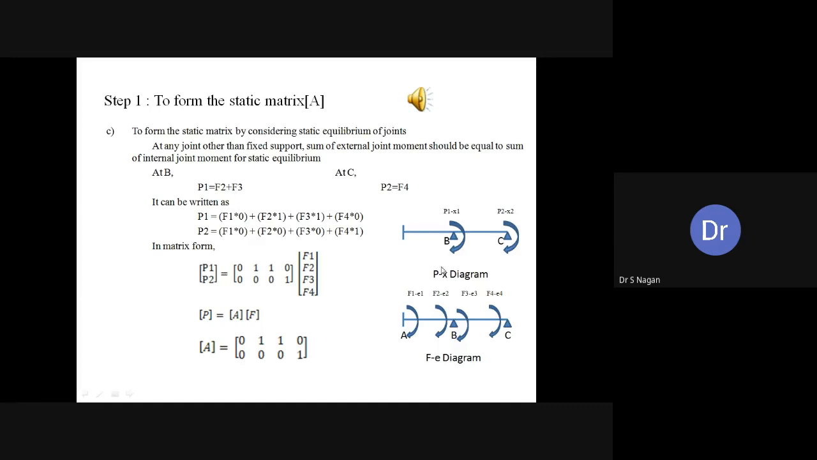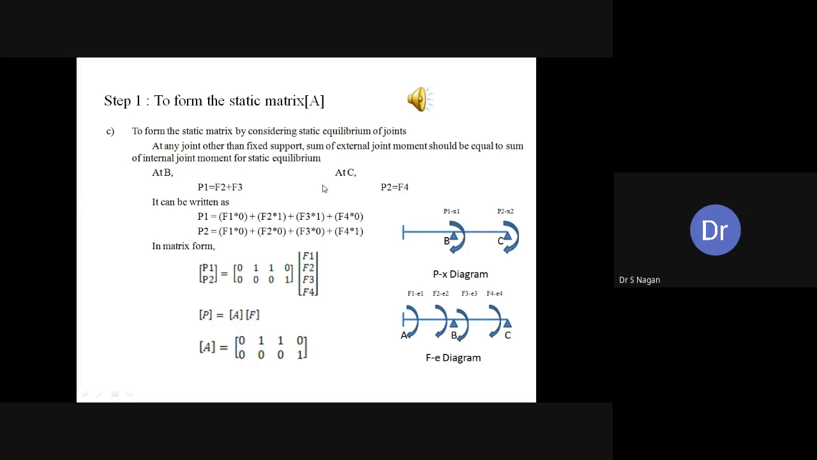Okay. Similarly, what will be the value of P2? Can anyone of you answer, please? External joint moment should be equal to sum of internal joint moment here. So, what is internal joint moment we have here? Compare these two. F4, sir. F4. So, therefore, we have written at C, P2 equal to F4.